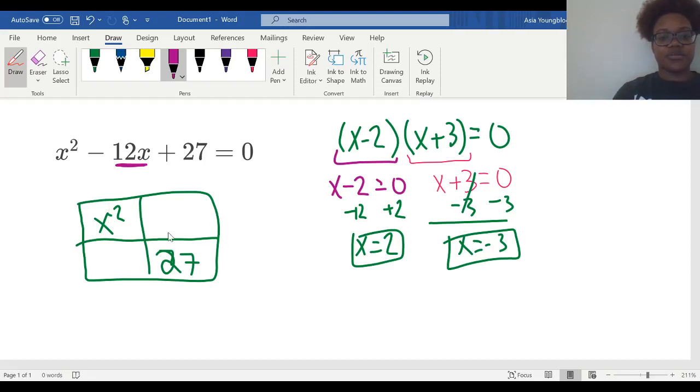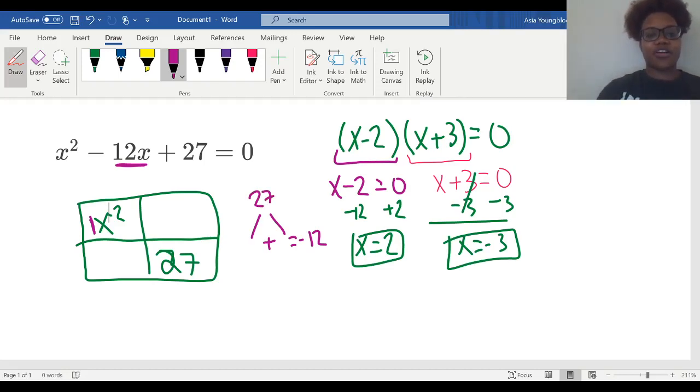So we're looking for two numbers that are going to add to get us negative 12, but we want them to multiply to equal 27. And again, that comes from this diagonal. 27 times 1 is 27. So two numbers that multiply to 27 and add to negative 12.